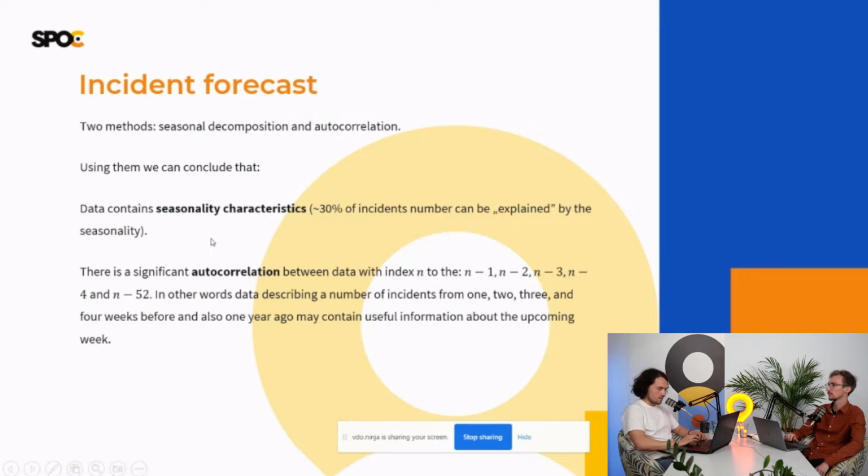And the second part of our analysis is that there is indeed autocorrelation inside of our data. In basic words, we found out that weeks before the moment that we wanted to predict can be used to forecast the upcoming week, and we can use past weeks to do so, also including the week that was exactly 1 year ago. So those numbers are not just taken from the air.